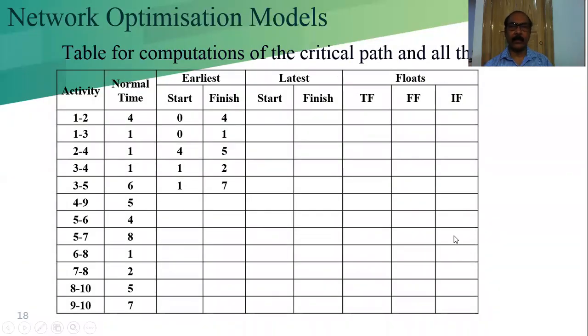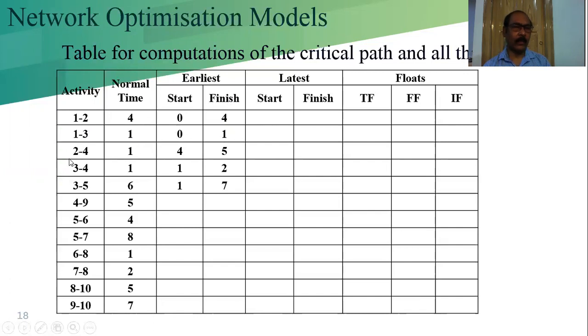This is the table according to the given problem. These are our activities, and these are the normal times given. I put it here. Since 1 is the start node, the start time is 0. And the normal time is 4, so the finish time is 4. So 0 plus 4 is 4; the early start time is 0 and the early finish time is 4. For activity 1 and 3, the start time is 0, and 0 plus 1 is 1.